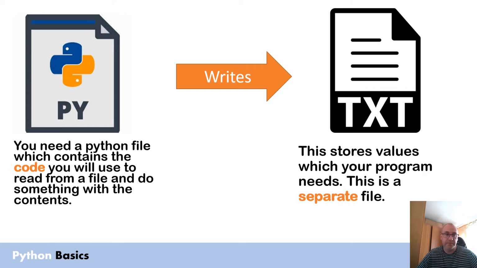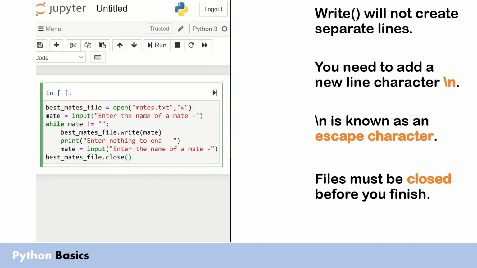Okay, so this program will create a file called mates.txt, and it's going to store the names of friends that you may have. You can keep entering the names of friends until you enter nothing. So the first line of code is going to open the file up in write mode. This will create a brand new file if it's not there already, and anything in the old file will be deleted. We'll then ask for a friend to be entered, so a mate to be entered.